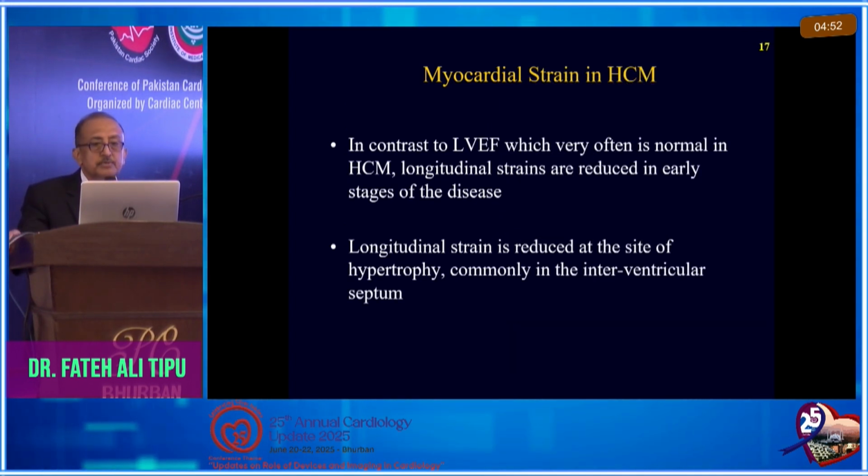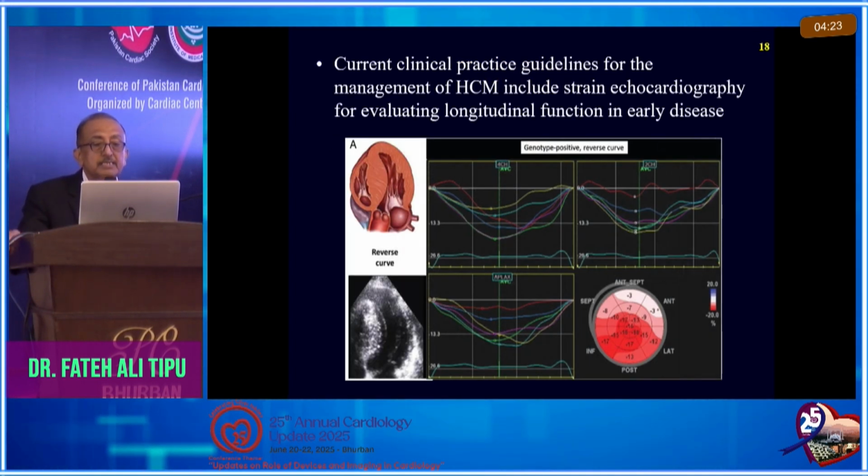The other conditions in which we can use longitudinal myocardial strain is the cardiomyopathy group, especially hypertrophic cardiomyopathy, in contrast to LVEF, which very often is normal in hypertrophic cardiomyopathy. Longitudinal strains are reduced in early stages of the disease, and longitudinal strain is reduced at the sites of hypertrophy, commonly in the interventricular septum. Because the myocardium here is not normal, there is myocardial disarray as well as myocardial fibrosis.